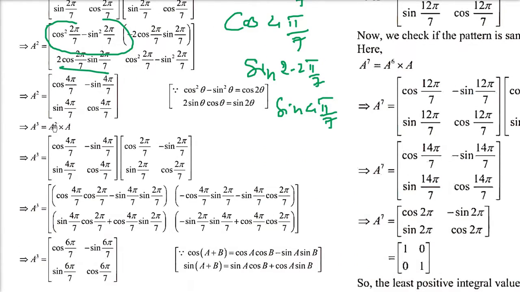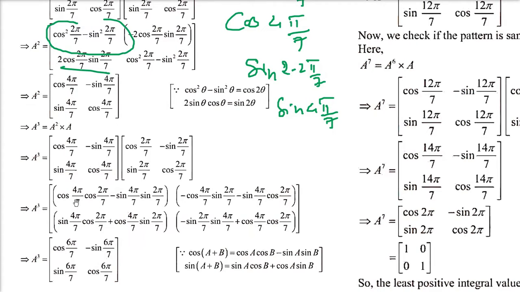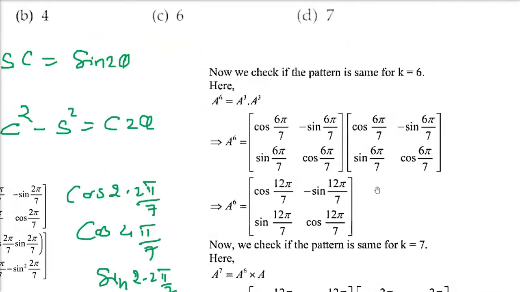Now A cube will be A square into A. Why are we doing A cube? Because the question is saying to check each and every one of them. So we'll multiply this. When you multiply, I hope you'll be able to multiply properly. Then there will be an equation we have to use. That is, cos A cos B minus sin A sin B will come, if you take negative from here outside. And then we have sin A cos B plus cos A sin B. So you have to write cos A plus B and sin A plus B in place of cos A cos B minus sin A sin B and the other equation.